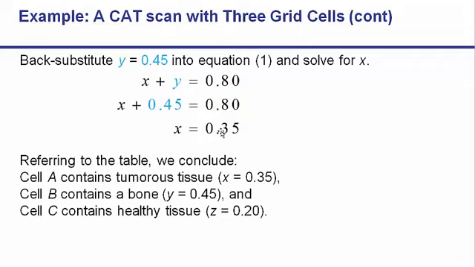X, which remember was A, is this value. Y was this value, which was B, and C was this value. And if you go back to the tables, you'll see that that means that cell A had some tumorous tissue, B had some bone, and Z had healthy tissue based on these numbers. Okay? And again, I would just do it with A's, B's, and C's because who says it has to be X, Y, and Z? All right, so that's a 3x3.